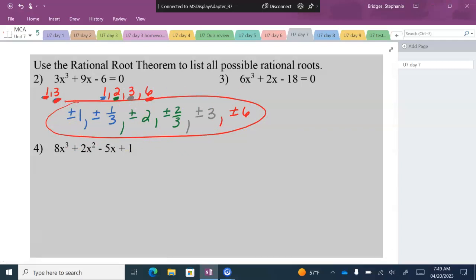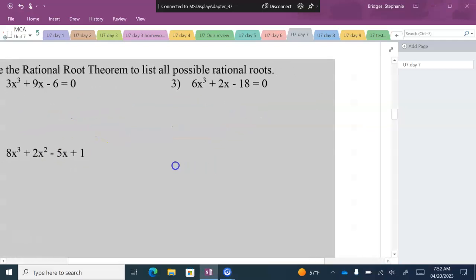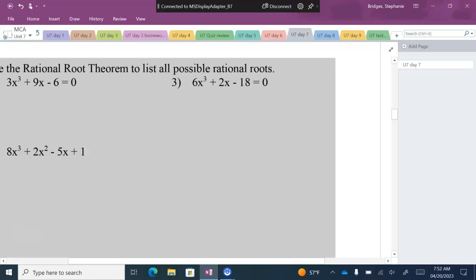All right, I would like for you to try number 3. All right, so with question 3, I'm going to start by listing the factors of my leading coefficient. That's 6. So that would be 1 and 6 and 2 and 3. And then for 18, let's see, I got 1 and 18. I got 2 and 9 and 3 and 6, right? So I got a few more factors here.